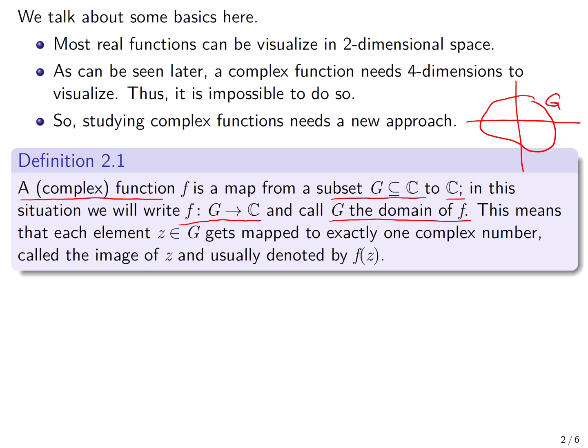This means that for each z in G, so if you pick any member in the set G, there should be exactly one complex number which is the image of z. We normally write that image as f(z). That's the image. So there's exactly one complex number which is the image of z.